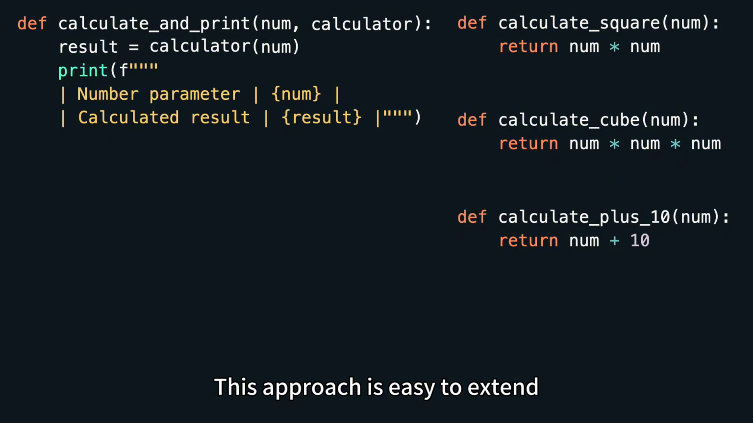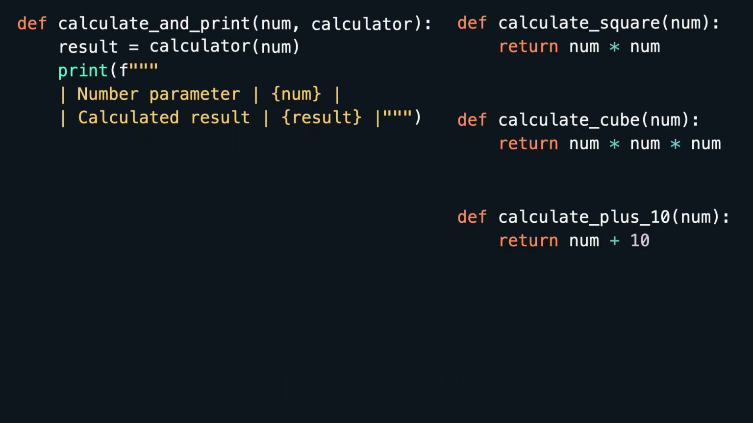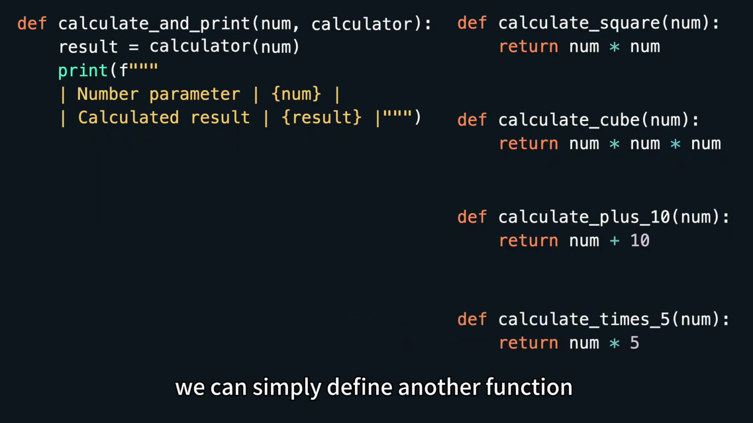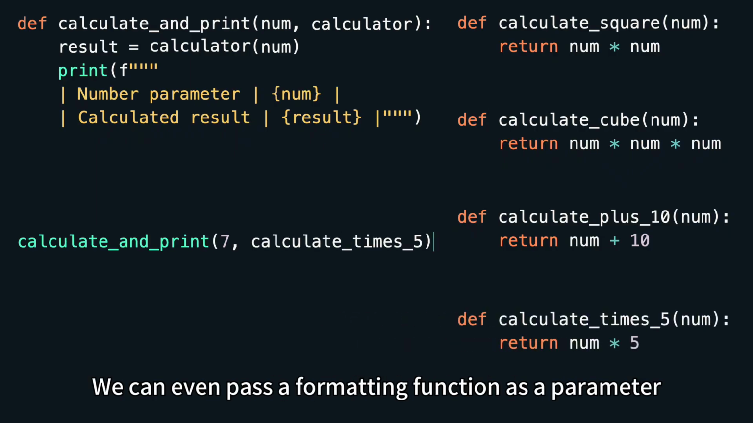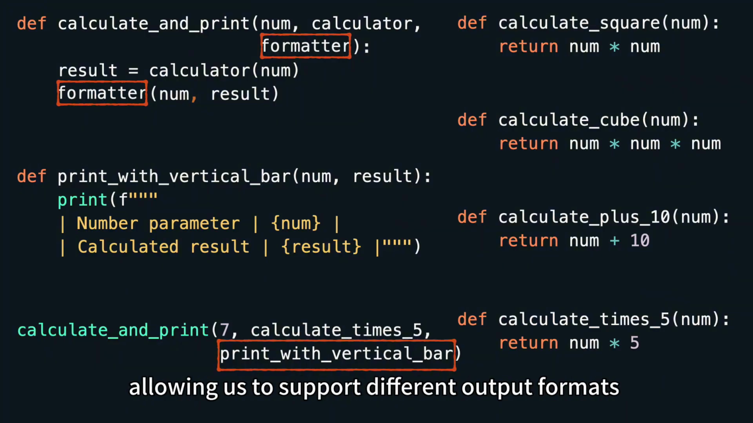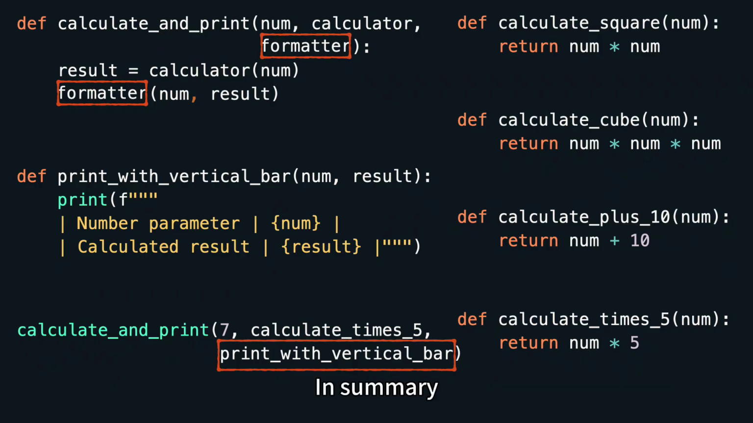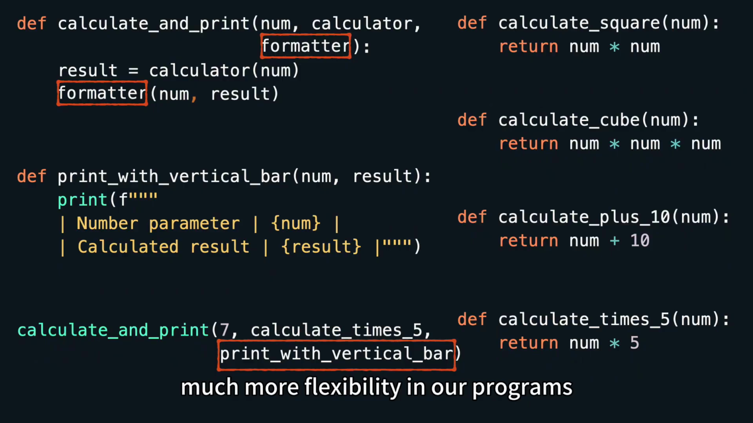This approach is easy to extend. For example, if we often need to calculate and print the result of multiplying by 5, we can simply define another function and pass it in when needed. We can even pass a formatting function as a parameter, allowing us to support different output formats without changing the calculate and print function itself. In summary, higher-order functions provide much more flexibility in our programs.